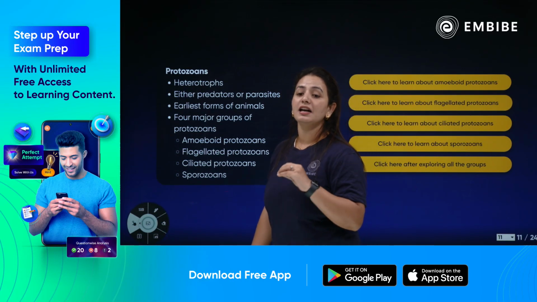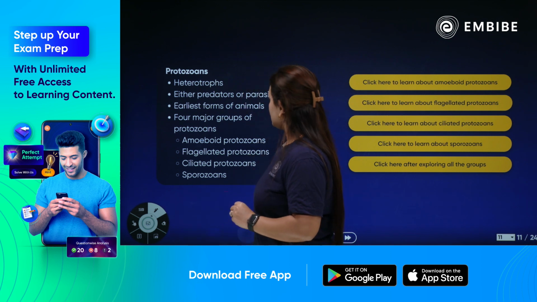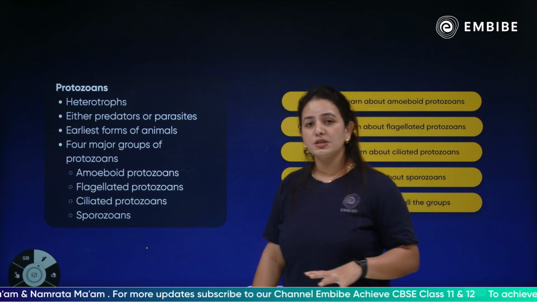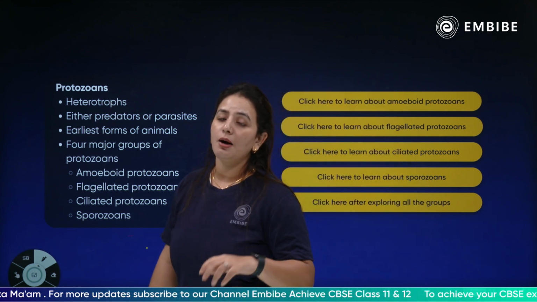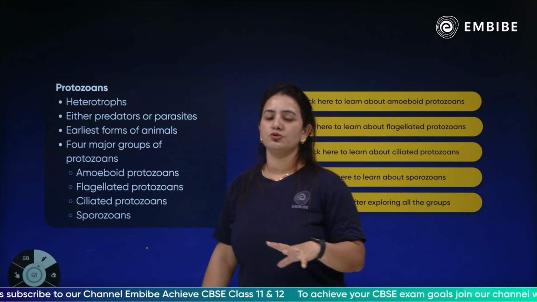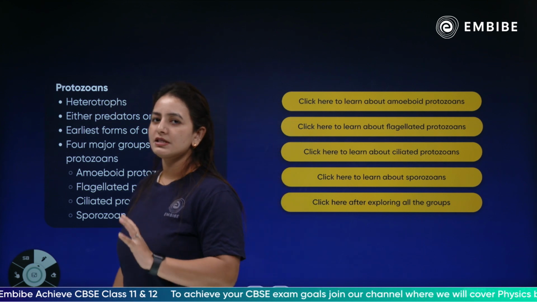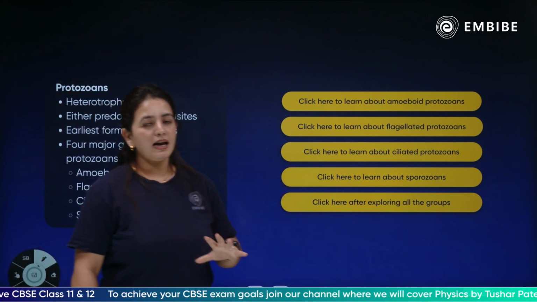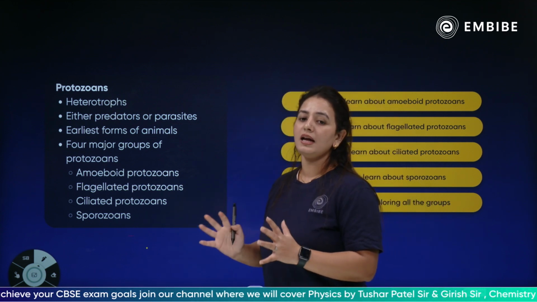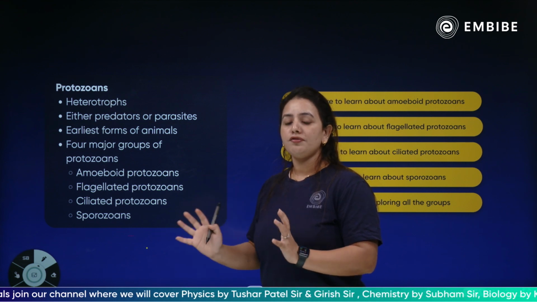Yes, this is the earliest form of animals. The protozoans are the earliest form of animals, and the four major groups of the protozoans are the amoeboid protozoans, flagellated protozoans, ciliated protozoans, and the last is the sporozoans. Each and every group has unique features and characteristics which are not related to one another. So let's explore each group of the protozoans.